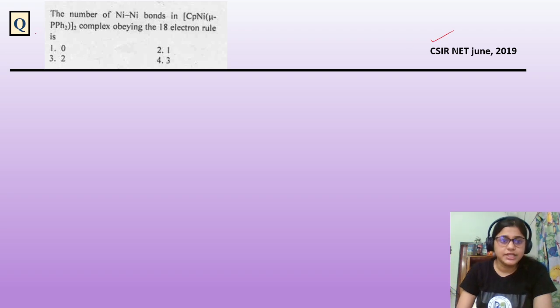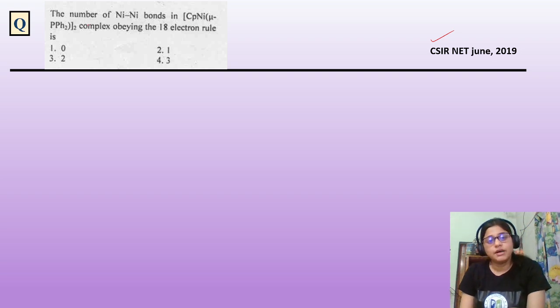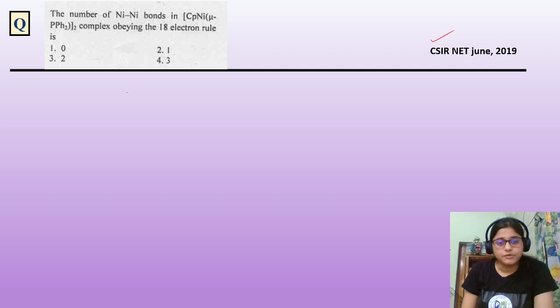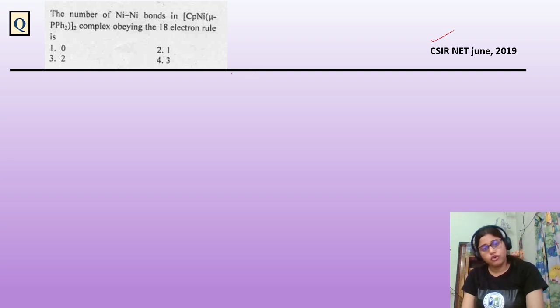So in the question, the direct question is the number of metal-metal bonds in CpNi(μ-PPh2) whole 2, meaning this complex with the whole 2 outside. So we have to consider whether any metal-metal bond is present or not. How can we consider it? Again, the 18 electron rule.